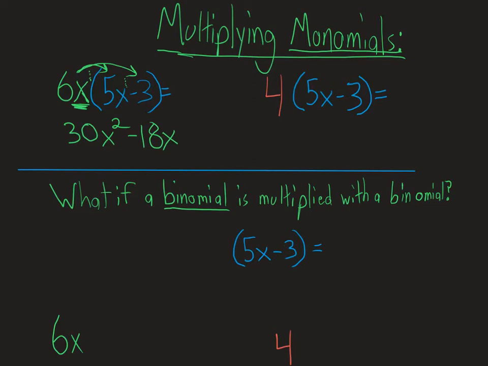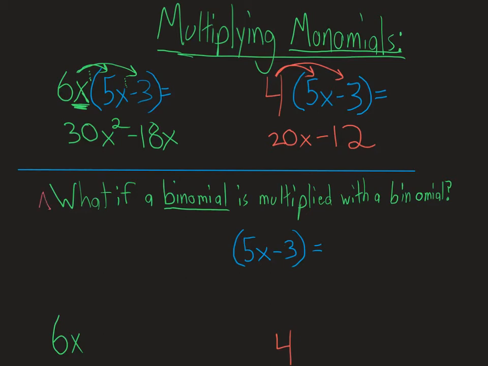Let's just do it one more time. Same idea. Multiply that 4 outside with each term inside. 4 times 5, 20. Don't forget your x. And then 4 times negative 3, negative 12. All right, so that's something pretty straightforward. We've already been doing that. That's just a monomial, a single term, and you distribute to get it through.